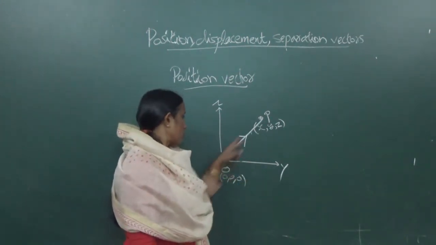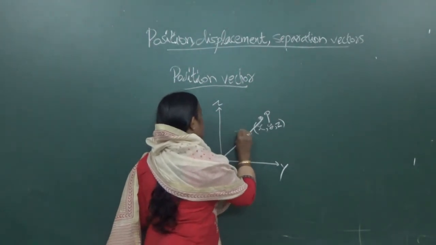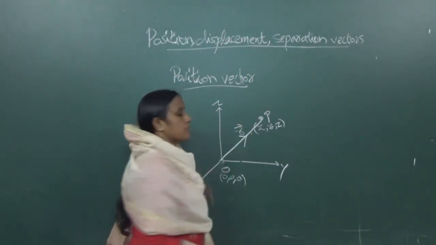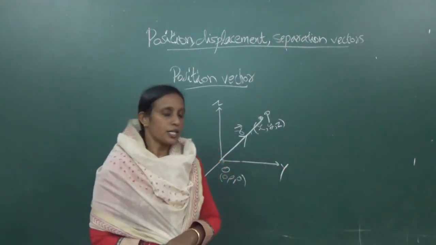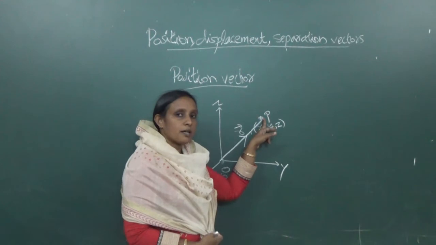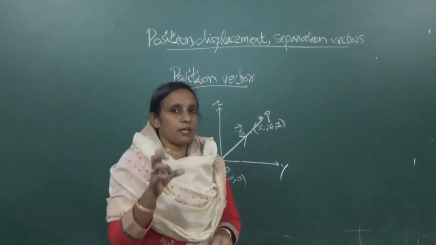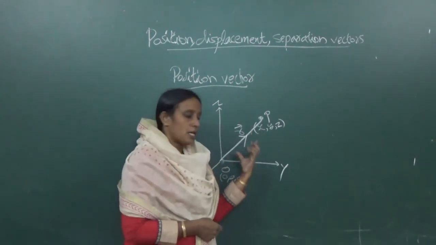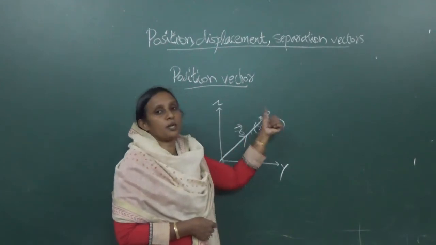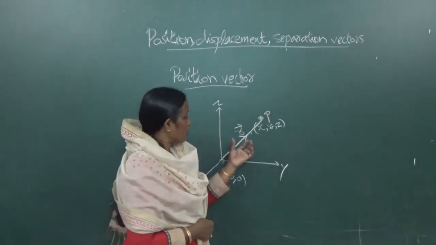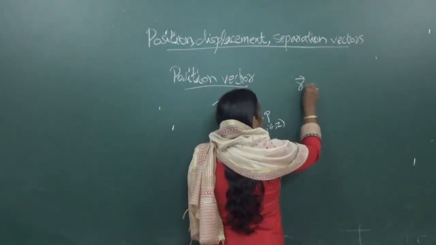Okay, this vector is called the position vector. Usually we use the vector R to represent the position vector. So the location of the point P is represented by using the position vector from the origin O to the point P. Now you can write this vector. What's the position vector R?